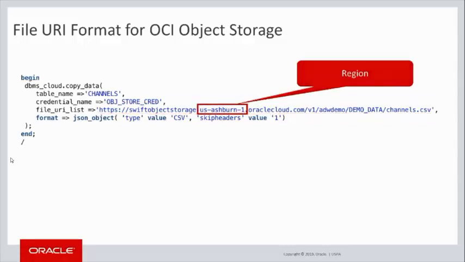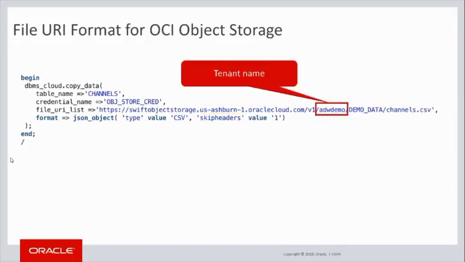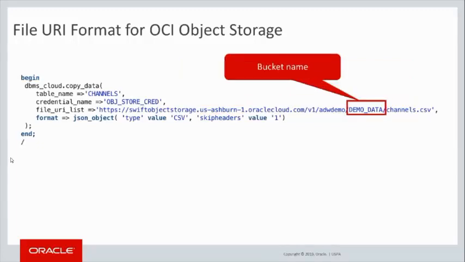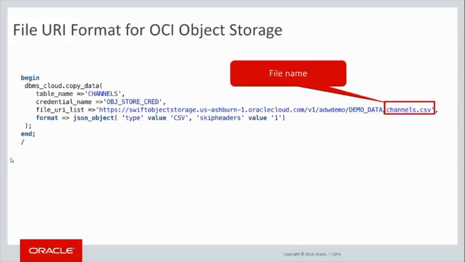The HTTPS statement always starts with the keyword swiftobjectstorage, followed by the data center region where the object store is. Next is the tenant name, which is the tenancy specified when logging into the Oracle Cloud, followed by the object store bucket that contains the file. And last, the actual name of the file in Object Store.